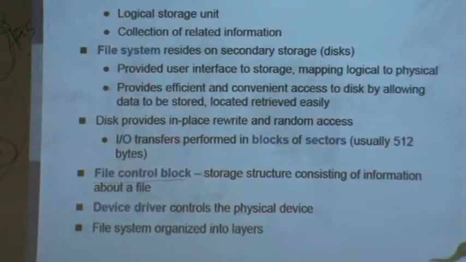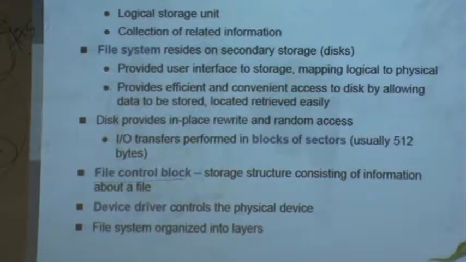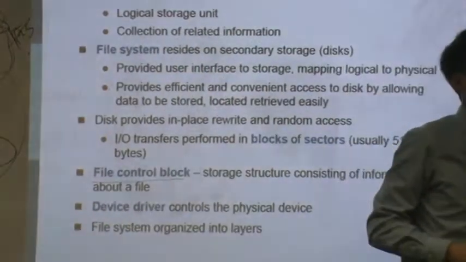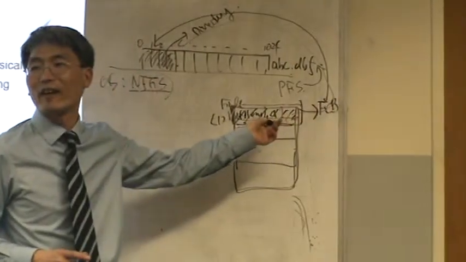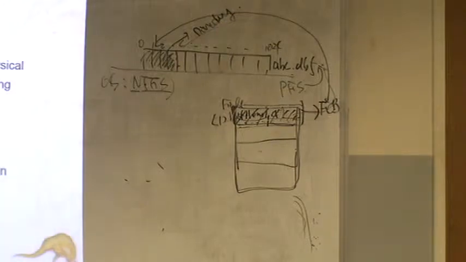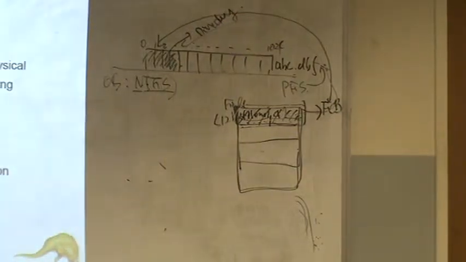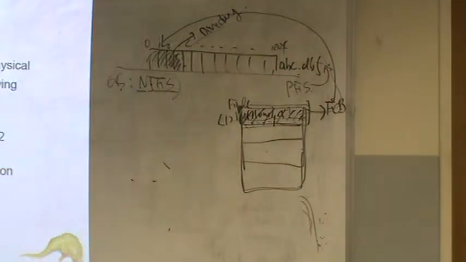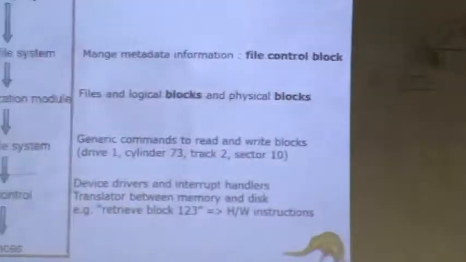We will see the detail, but it depends on the file system, and what kind of information you are going to manage. If you need only the file name, it will be just 10 bytes, for example. But there is more information you need to keep in the file control block. We will see that in the next slide. Okay, so this is the file system.